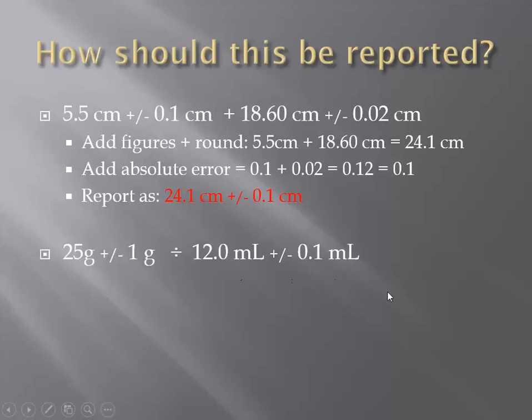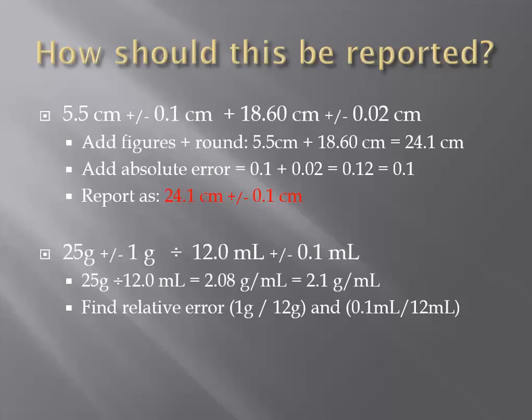Here's another example. Here's a division example. So again, stop a second and see how you think this value should be reported. Okay, so the first thing we want to do, you can do this in any order. We're first going to divide the two numbers just to see what we get, which is 2.08, which we should round to 2.1, 2 sig figs here, 2 sig figs here. So for division, we round to least sig figs. And then we need to find the relative error. So 1 divided by 25 times 100, 0.1 divided by 12 times 100. So we're changing those into percentages. That turns out to be 4%. That turns out to be 0.8%.